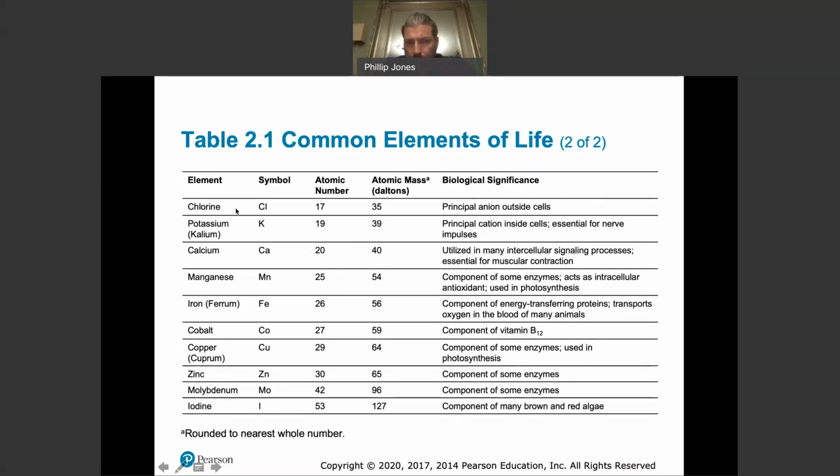Chlorine, we'll see this has 7 valence electrons. It's relatively full. It wants to grab an electron from somewhere. Potassium is always a positive charge. It likes to give that up, or it likes to connect with things. And we'll see that.